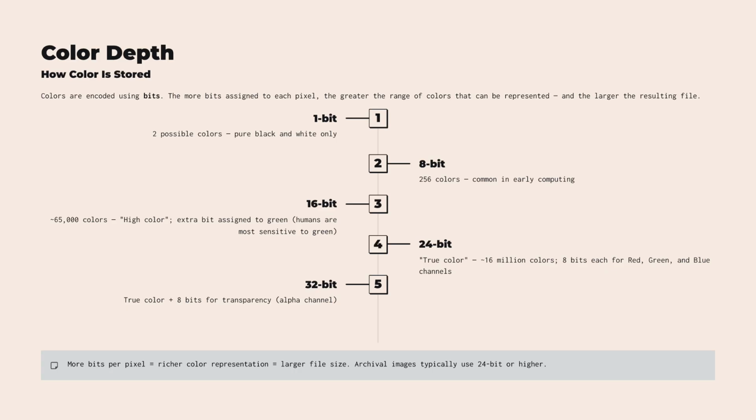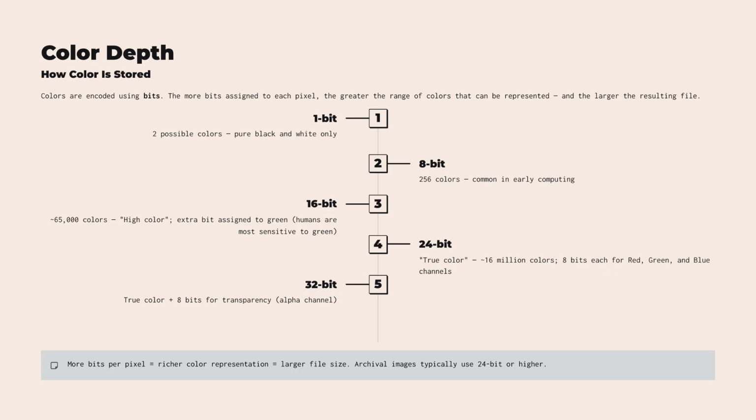Adequate for simple graphics, but nowhere near photorealistic. The standard most of you will work with in archival contexts is 24-bit color, also called true color. That's 8 bits each for red, green, and blue, allowing approximately 16 million possible colors. The human eye genuinely cannot distinguish between 24-bit color and reality, which is why it became the benchmark. There's also 32-bit, which adds an extra 8-bit channel for transparency, useful when you need a clear or see-through background in a graphic.